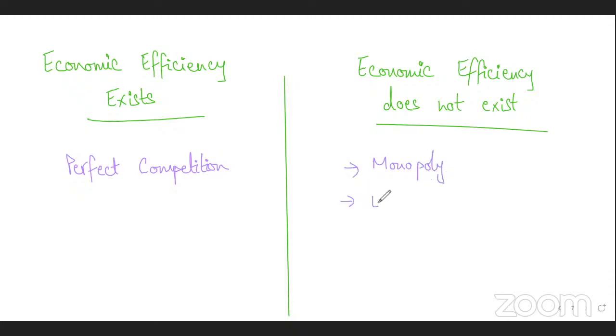Like externalities, where economic efficiency doesn't exist, right? Then you have merit and demerit goods, right? So these are all cases of market failure. Now, let me explain to you. Let me give you some background of this, right?